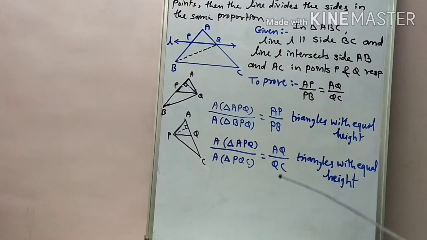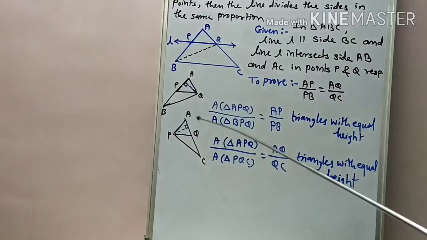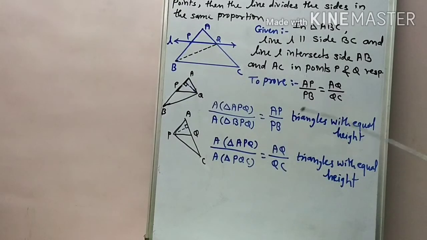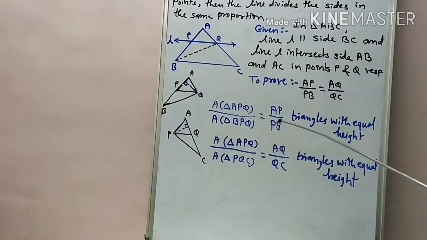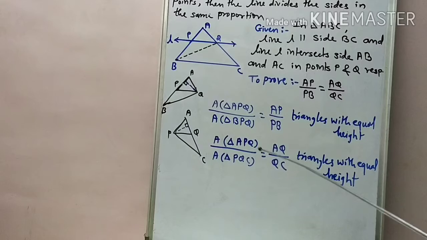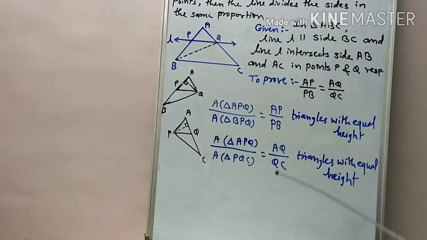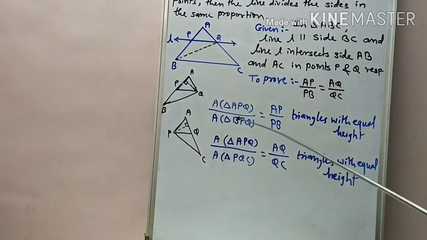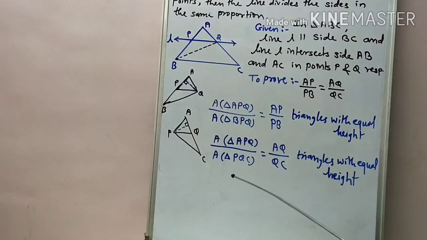Corresponding ratio of corresponding bases, and those bases are AQ and QC. So we get that right hand side part over here. And as we have to equalize two ratios, what does it mean? The right hand side part is equal if the left side part is equal.